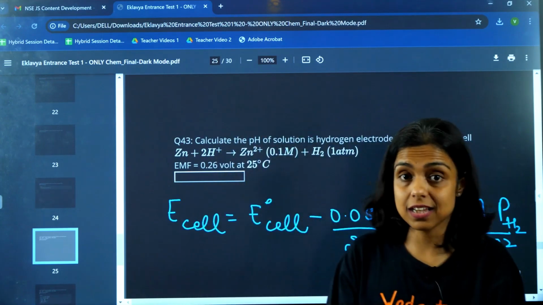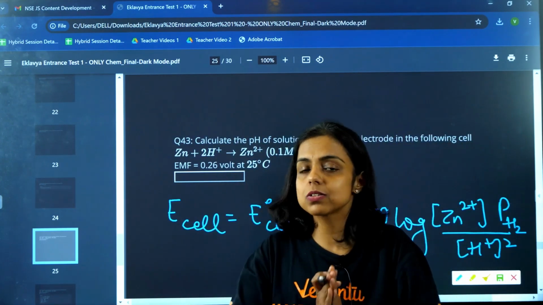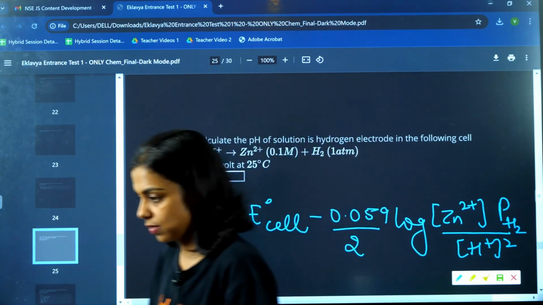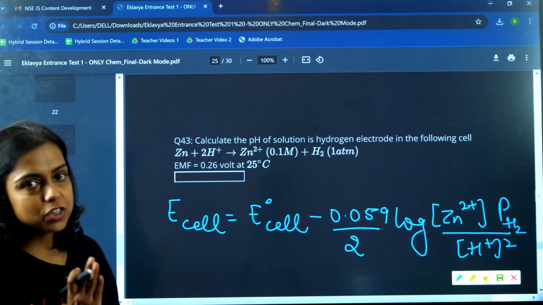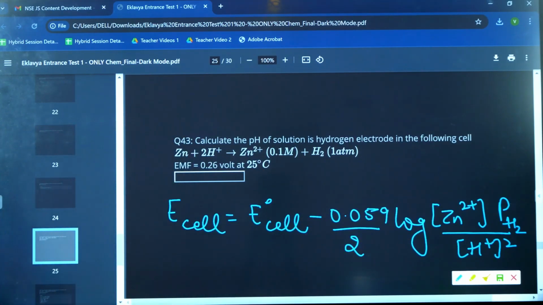Once you get this after solving, you get this concentration of H positive, and this is all what you need to calculate pH. pH is minus log of H positive ion, right? So pH is minus log of H positive, and H positive you can get by solving this Nernst's equation, right guys? Yes. Okay, let's move on to the next question.